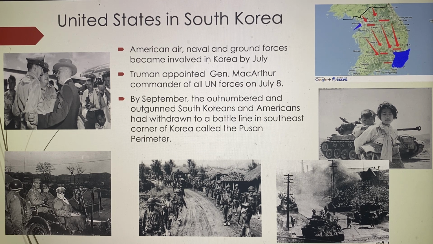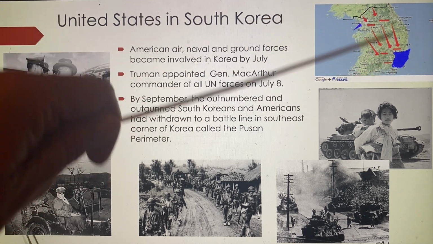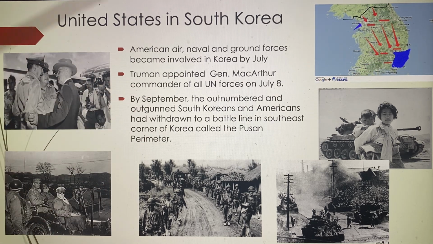So by September, the outnumbered and outgunned South Koreans and Americans had withdrawn to a battle line in the southeast corner of Korea called the Pusan Perimeter. So here's the Pusan Perimeter right here. This is the area you see in blue. They all drew in here, and now here comes MacArthur with troops from America. You can see these pictures of troops coming in to help support South Korea in not being overtaken. And now we have a war.